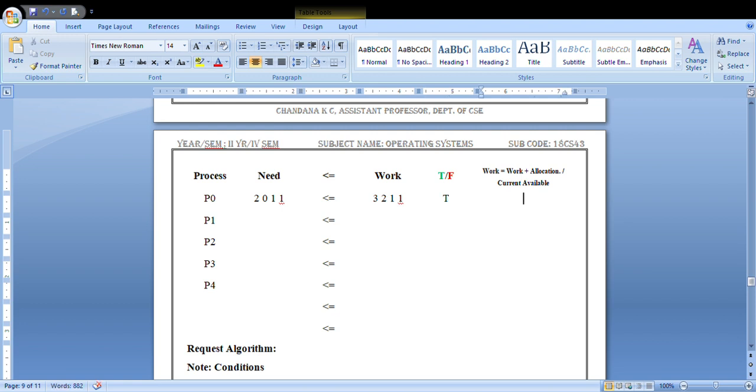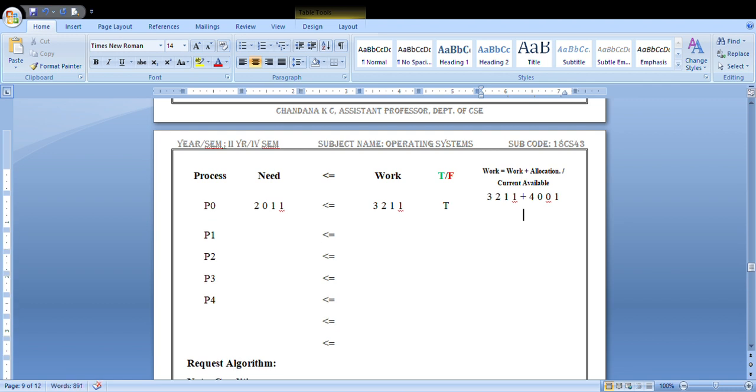Now you have to calculate the new available value. How to calculate that new available value? Current value 3211 plus what is the allocation for the P0 process? It's 4001. So what is the value now? 4 plus 3 it's 7, 2, 1, 2.